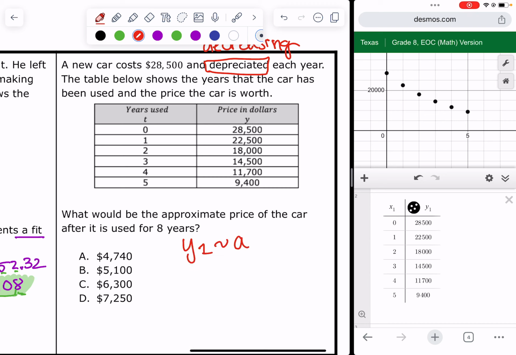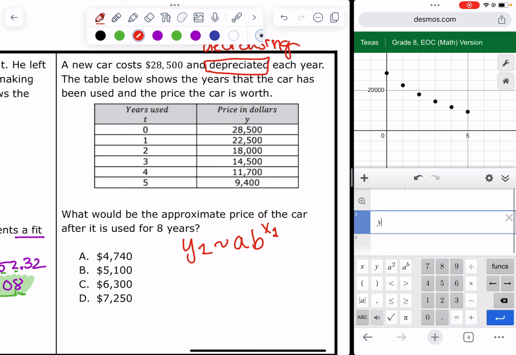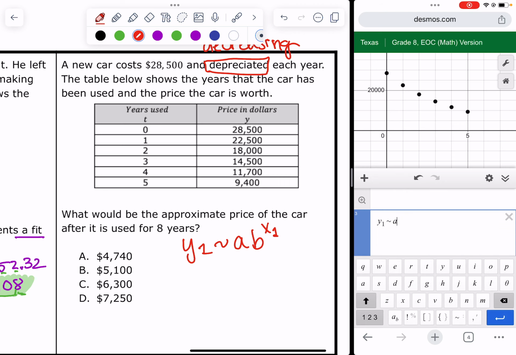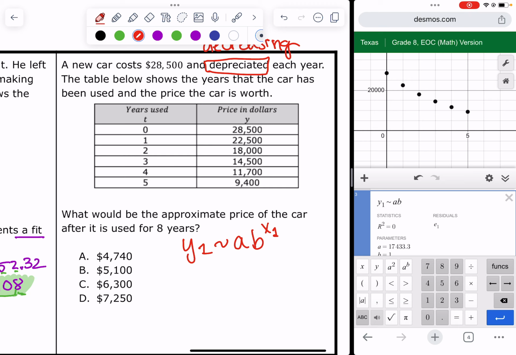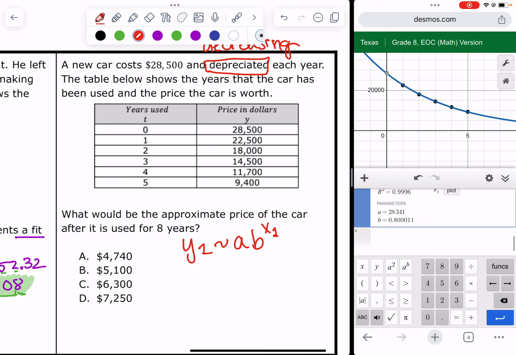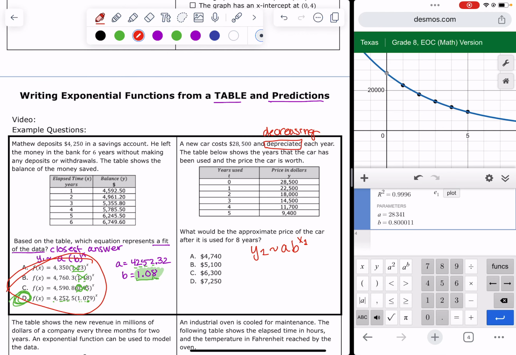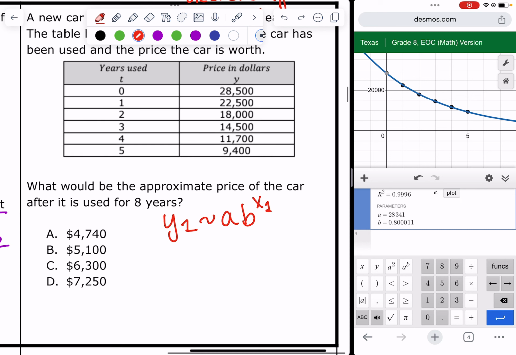Y1 squiggle A, B, X, 1. Y1 squiggle A, B, little x, 1. And that gives me all of this. This is good. But when I look back at my answers, I don't see equations like I did over here. I see numbers. So I'm going to go back to the actual question.